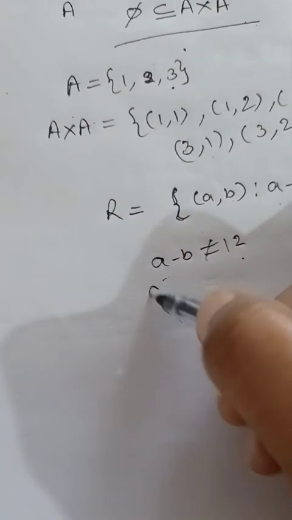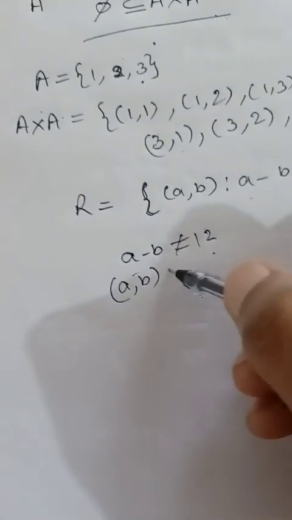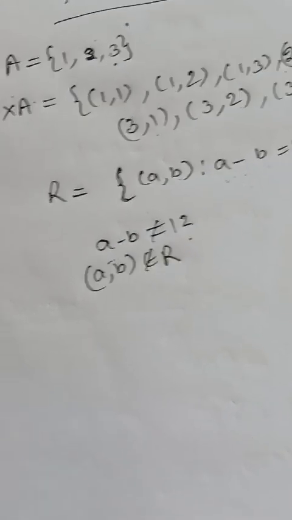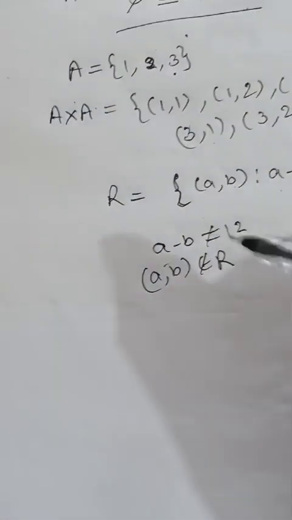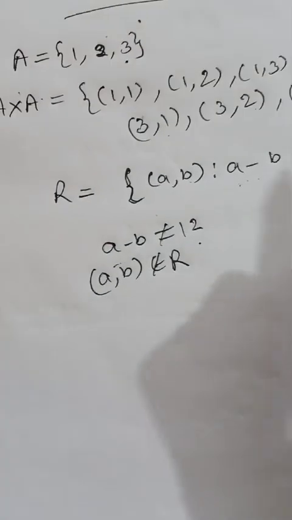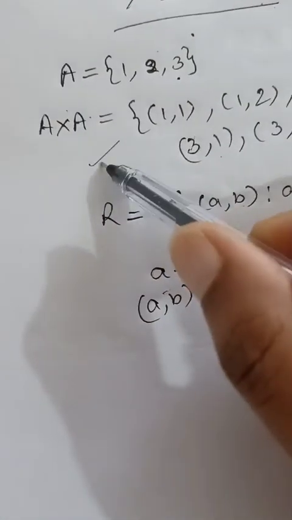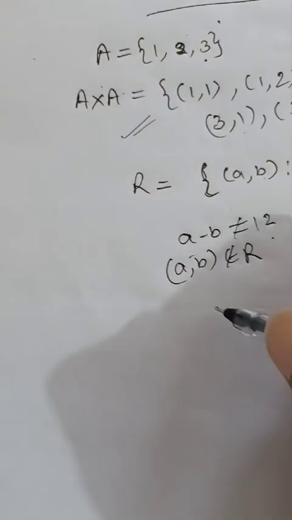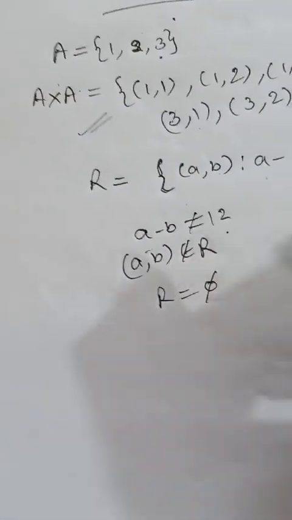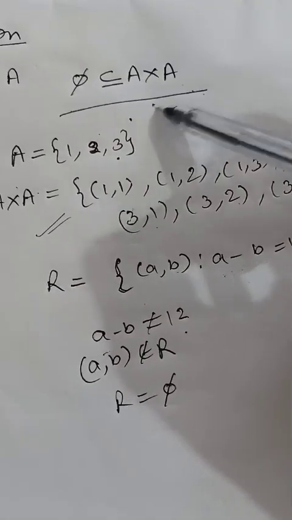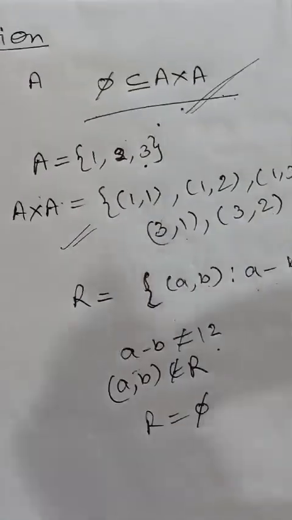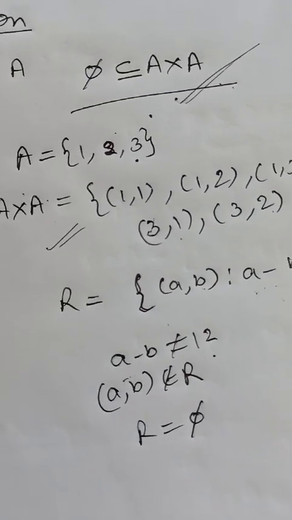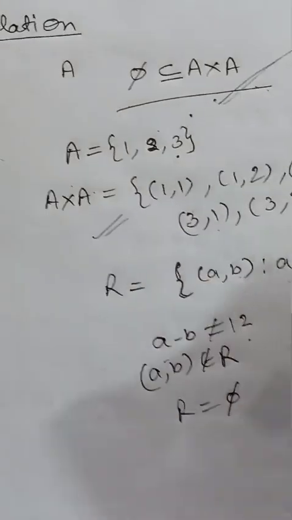Hence (a,b) will not belong to relation R. ठीक है. And hence R does not contain any element of A cross A. That's why R is an empty set. And since R is an empty set, this relation shows the empty relation or void relation. Okay. So this is the void relation.